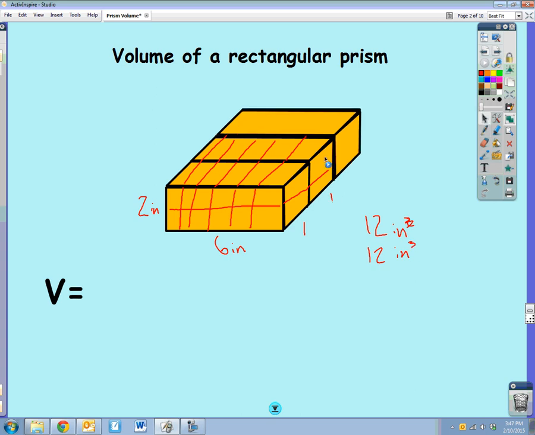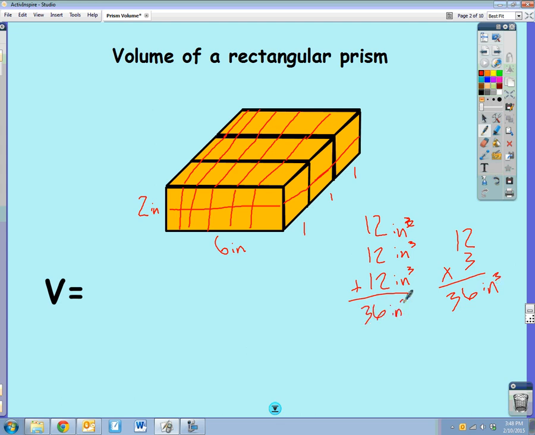Extend it even further. Now we have another layer, and we can keep that extension going. We would have 12 more cubes, so we've got another 12 cubic inches. And if we add all those together, we have our total volume. Well, if we're adding the same number over and over again, there's an easier way to do that. We just do 12 times 3. We get our final answer then of 36 cubic inches.